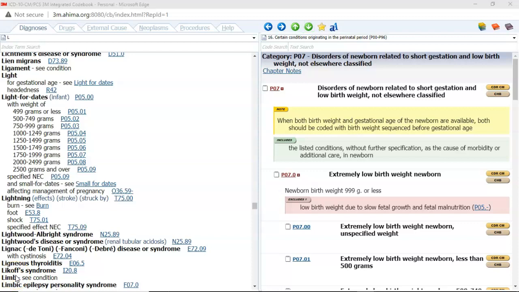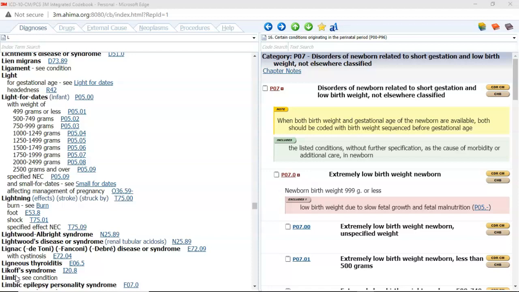And I also want to point out to you that in the guidelines in E on page 572, it tells you that these codes from category P07 can also be used for a child or an adult who was premature or had low birth weight as a newborn if it is affecting the patient's current healthcare status.